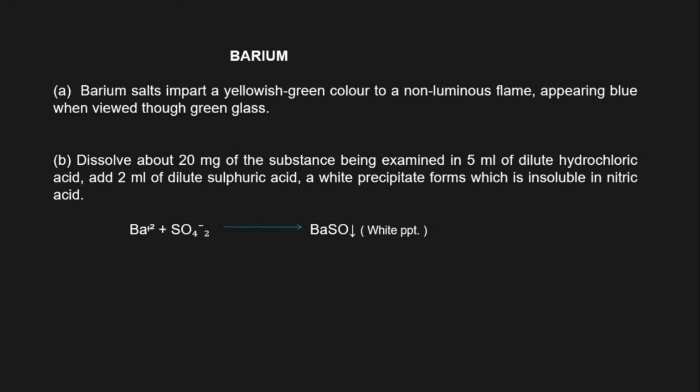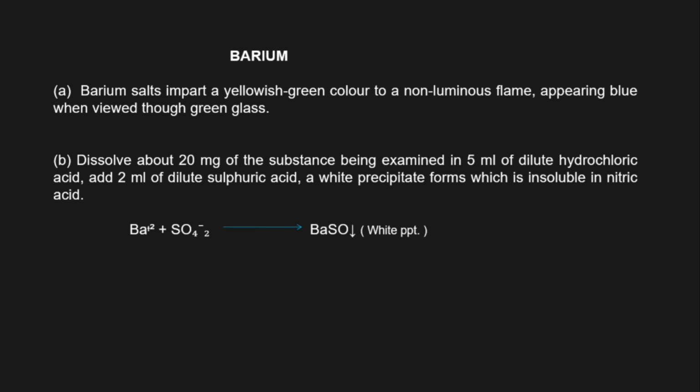Our next cation is barium. The identification test of barium is as under. First method: barium salt imparts a yellowish green color to a non-luminous flame, appearing blue when viewed through green glass.